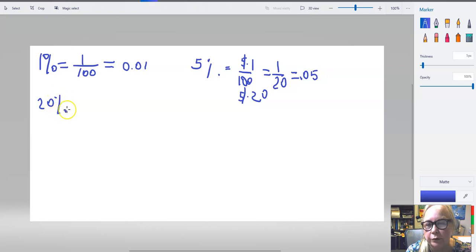What will be 20%? It will be 20/100. And to write this, again, you divide by 100. You move the decimal point 2 places because you divide by 100. So you move to the left and you have 0.20 or 0.2. 0.20 will be correct as well, or just 0.2.